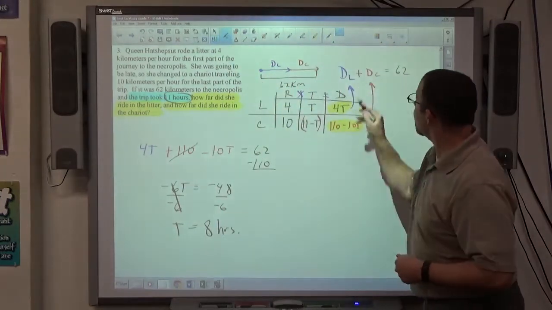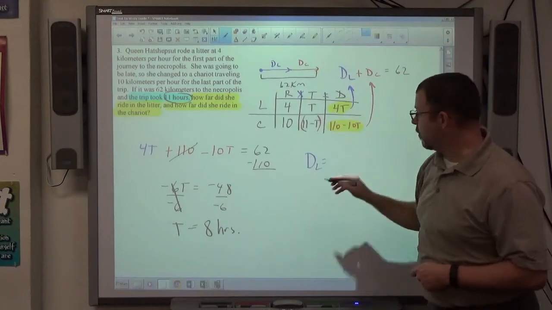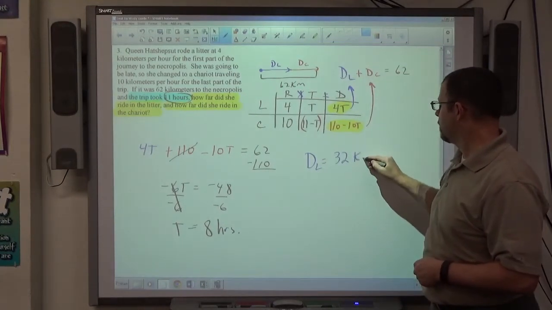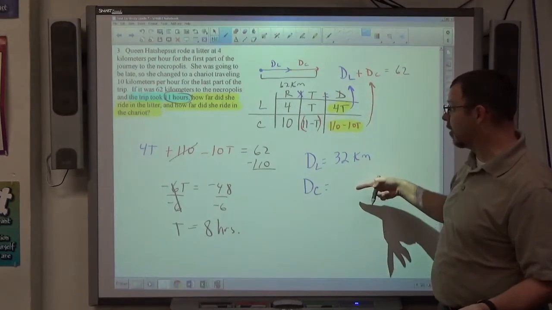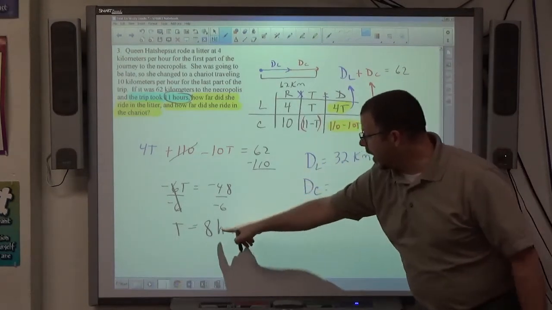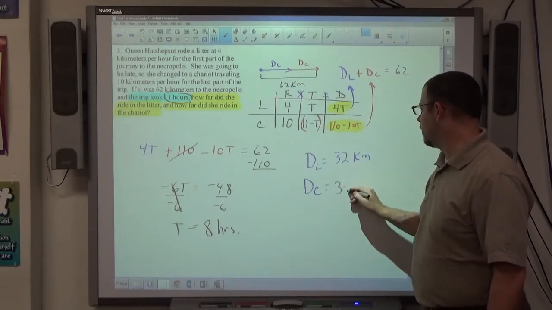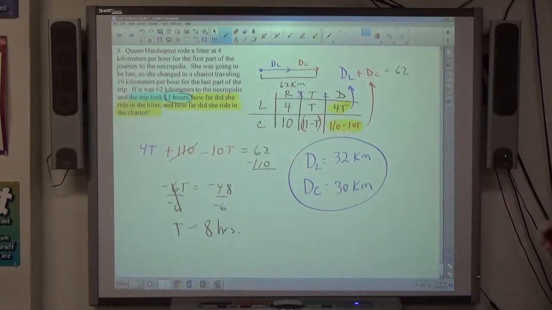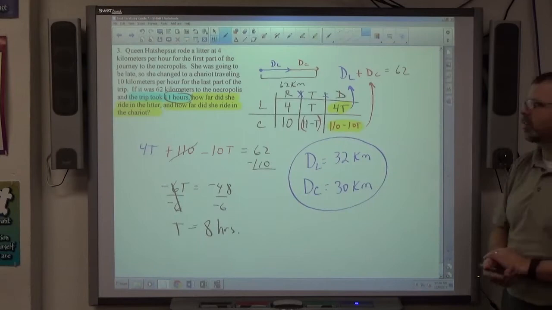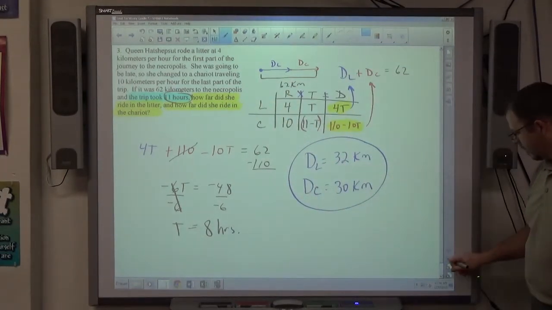So, the distance in the litter is 4 times 8, which is 32 kilometers. The distance in the chariot, if she went 62, is obviously going to be 30, but if we just verify that, put 8 in for t, 10 times 8 is 80, 110 minus 80 is equal to 30. Make sure you answer the question they're asking me. If you give me t equals 8 hours, you're going to be wrong. Okay? I've said this 100 times already this year. They ask a question, answer the question they're asking on these problems.